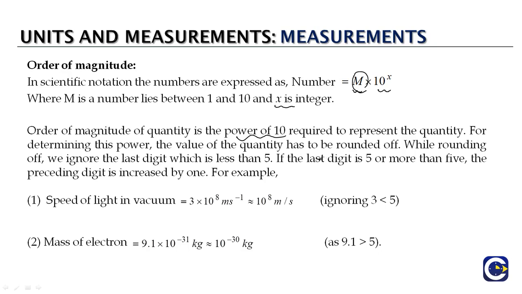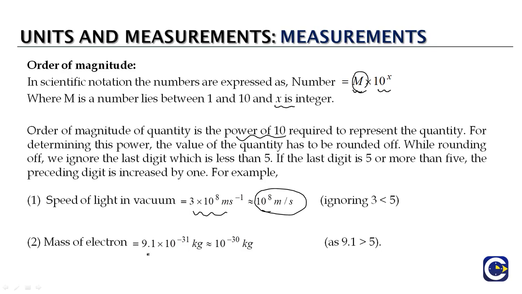Now the rounding off approach is, if we have, say for example, the representation of a number like the speed of light in vacuum, which is 3 into 10 power 8 meter per second. Here we see that this number 3 is less than 5. When it is less than 5, then we'll simply drop this number, where we'll ignore the number. So the order of magnitude is simply 10 power 8.